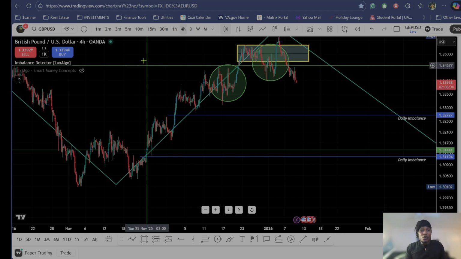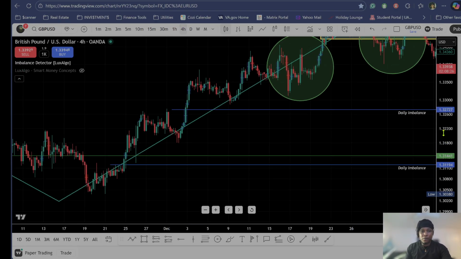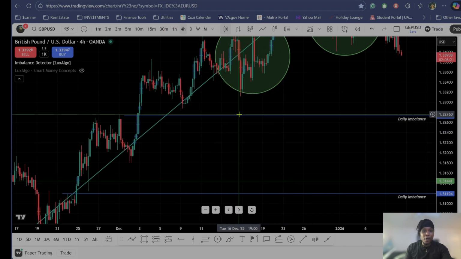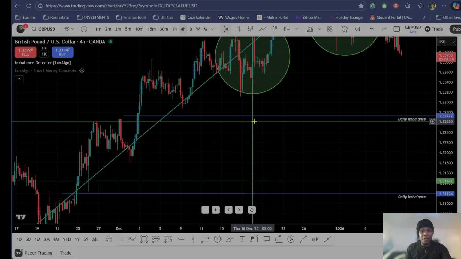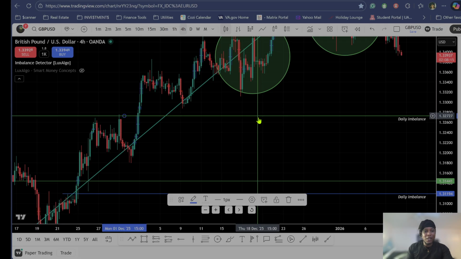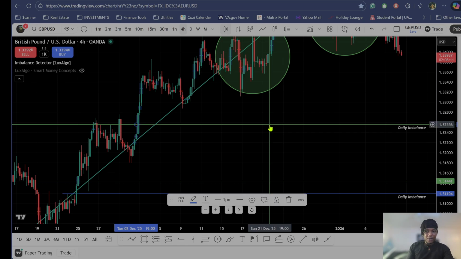All right. So I'm on the 4 hour, and it looked like I could do some adjustments, right? There's some imbalances right here. So I could adjust these daily imbalances and probably even change the label, right? This is an imbalance right here.